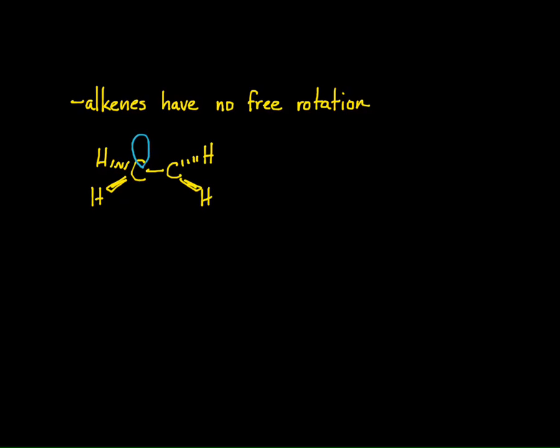Okay, so one thing that's important to understand is because of the pi orbital, alkenes have no free rotation. So unlike alkanes, where you have free rotation, we can look at conformational analysis, alkenes don't have free rotation. And the reason for that has to do with that pi bond. So remember, we have this overlap of the two p orbitals, creating now a pi bond between the two carbons.